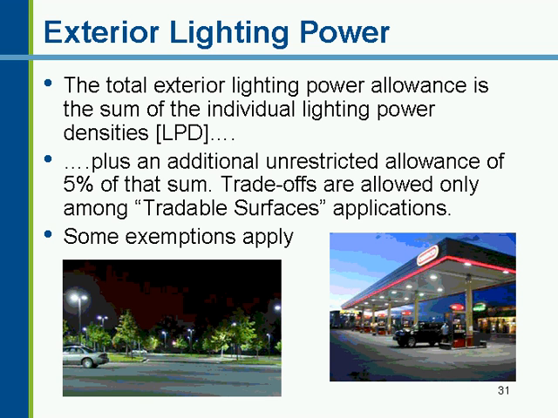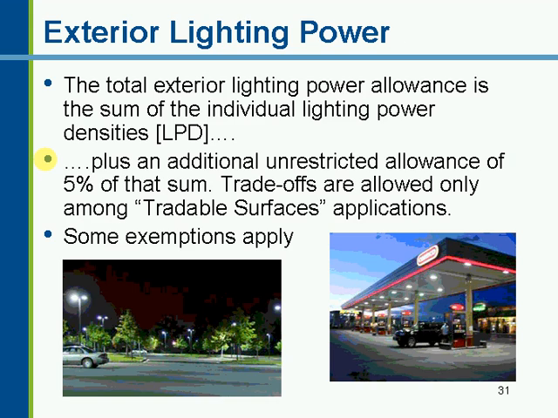Again, it's the total exterior lighting power allowance, which is the sum of all the individual lighting power densities throughout your exterior application. Another difference from the interior lighting is that you do get to add an unrestricted allowance of 5% of that sum. And this can be used anywhere you want it. If, for example, the code doesn't cover an application that you need lighting for, this 5% allowance will help you with that. Trade-offs, of course, as we mentioned, are only allowed among the tradable surface applications, but you can use this 5% anywhere you would like.